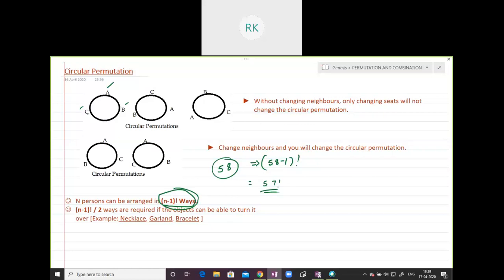I will keep one person constant. Remember, among 3, there are 3 members A, B, and C. So I will keep one person constant and the remaining 2 I will rearrange. How many ways? 2 factorial ways.